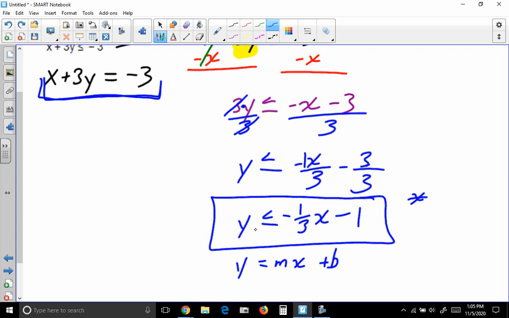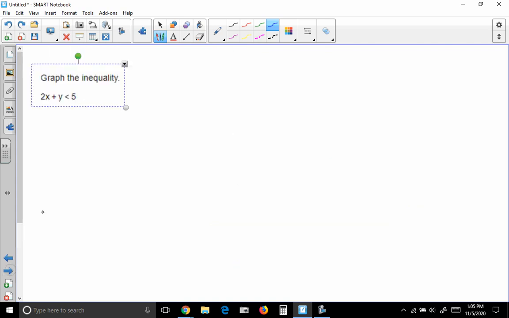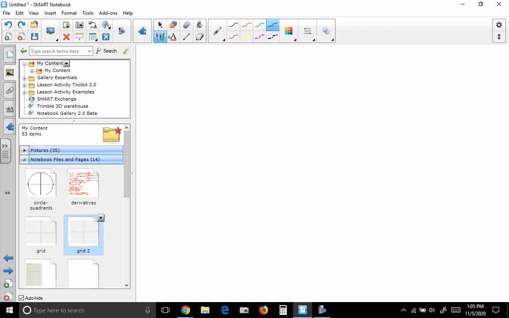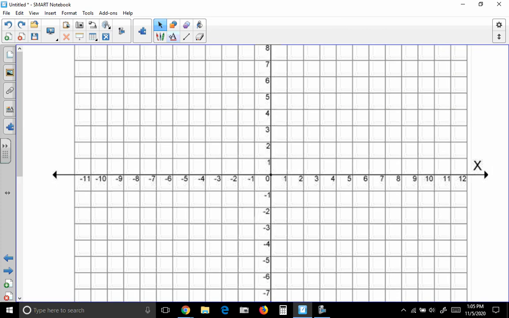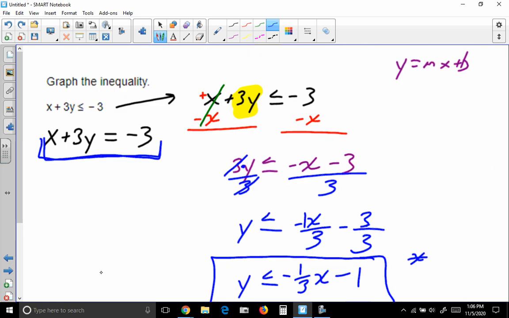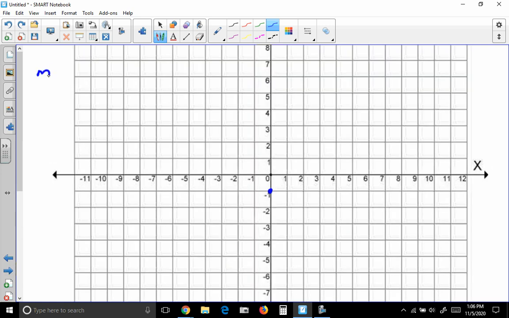Now that we have it solved for y, the -1 tells us where our y-intercept is. So we have a y-intercept of -1, and we have a slope of -1/3. So if we're doing rise over run, we need to put the negative either on top or bottom. It doesn't matter which, as long as we put it on one or the other.